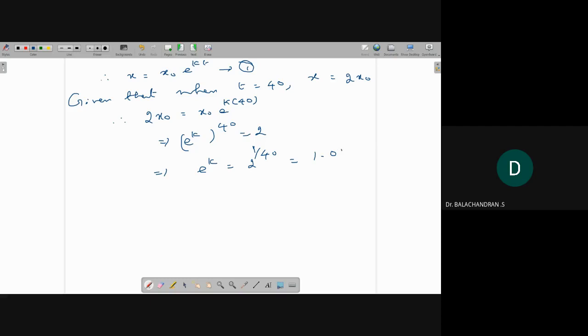So now to find t, next we need to find t when x is equal to, Aditya, when x is equal to what? 3x naught, sir. Yeah, good. 3x naught.